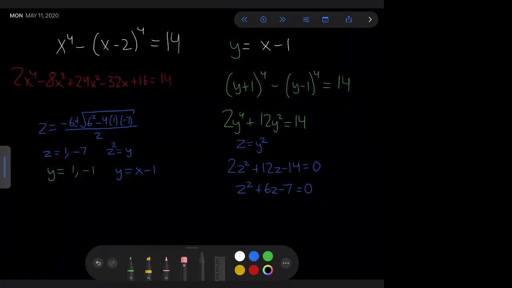And plugging back into this, you get y is equal to x minus 1. And when we do that, we get that x is equal to 0 and 2, right? And if you plug this back in, you'll get a... how in the world? Yeah, something is not right with this problem. I don't know what happened.